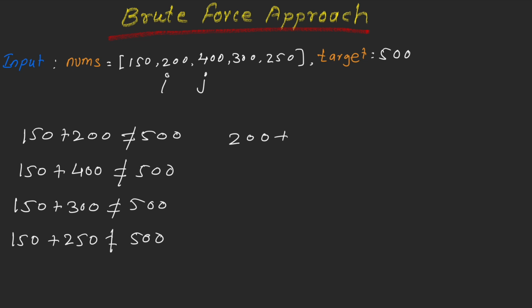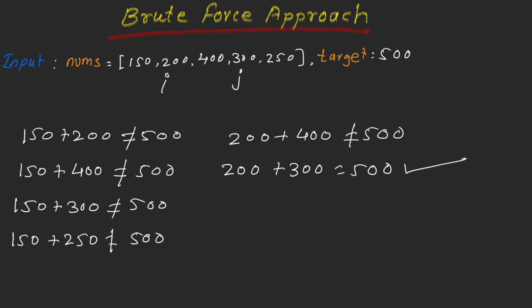Is 200 plus 400 equal to 500? No. Increment j. Is 200 plus 300 equal to 500? Yes, we found it. Return indices 1 and 3. If 200 plus 300 was not 500, we would continue checking remaining pairs until we found the answer.